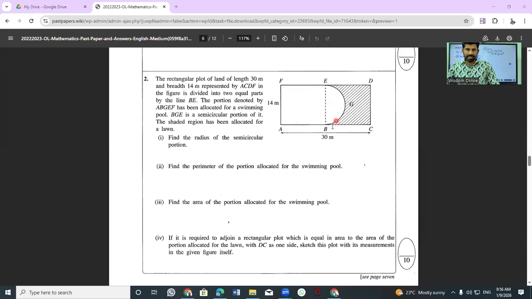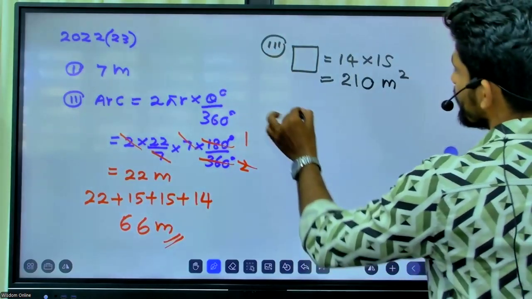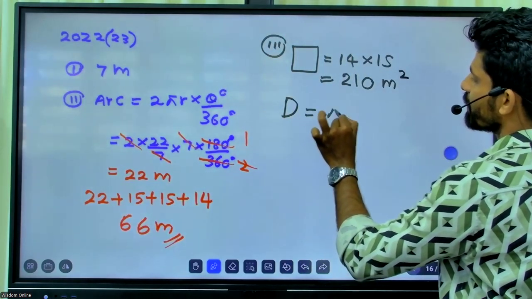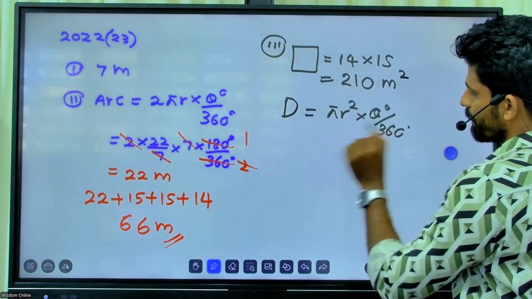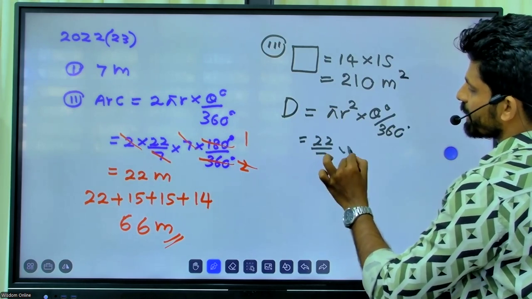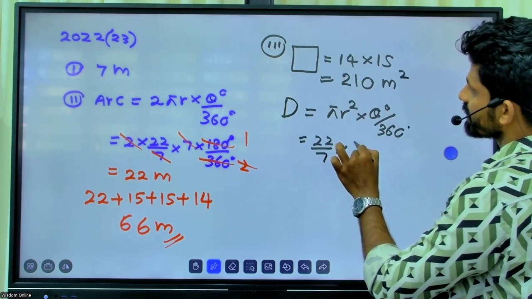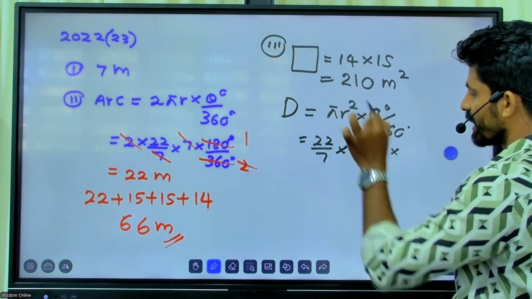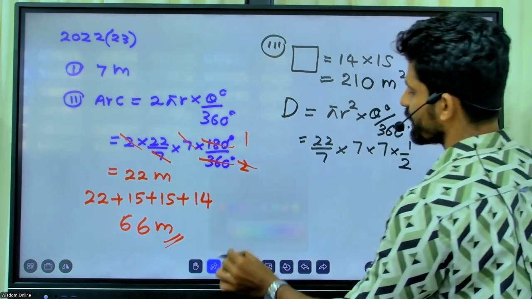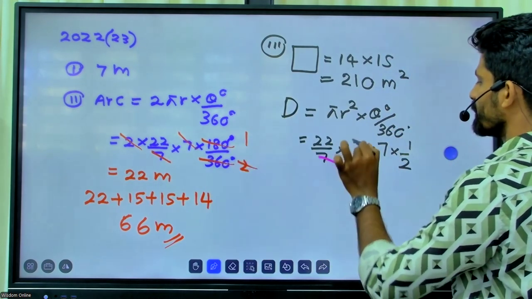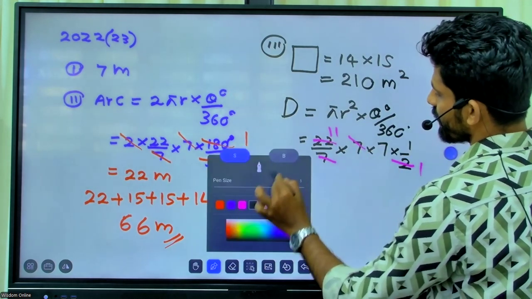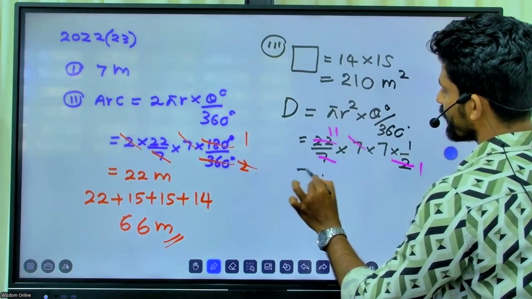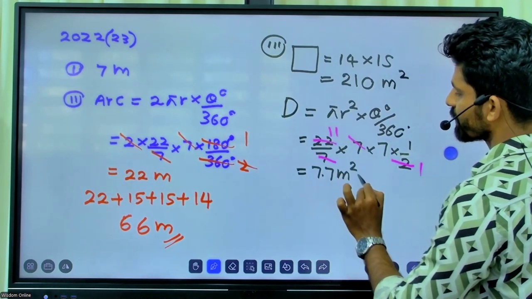Then we need to find the area of the semicircular portion. The area is pi r squared into theta over 360. 22 over 7 into r, which is 7 into half. The 7 and 7 cancel out. 2 divided by 2, 1. 22 divided by 2, 11. 11 into 7, 77 square meters.